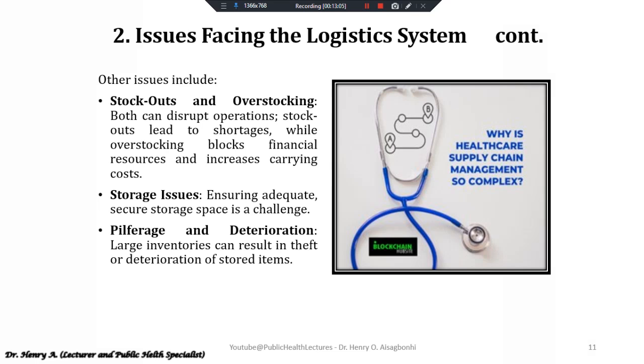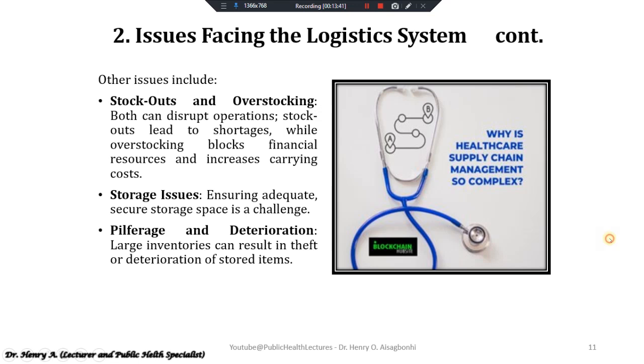The other is storage problems. Some facilities lack proper storage conditions for drugs requiring temperature control, and this is a serious issue. You also have the pilferage and deterioration. And this is where inadequate monitoring can lead to theft or damage of supply. Sometimes drugs expire simply because no one noticed that they were at the back of the shelf.